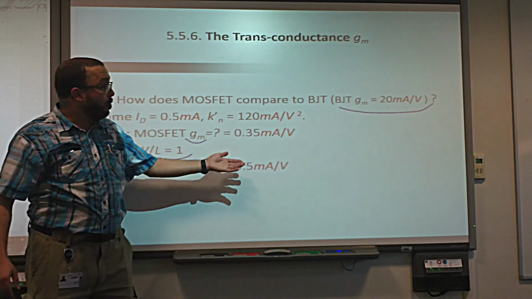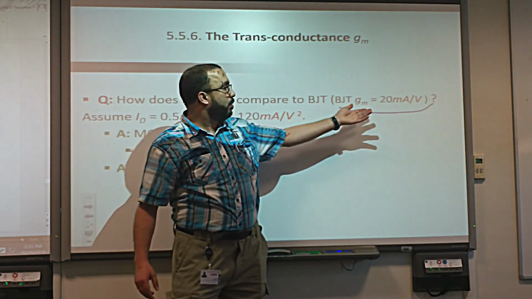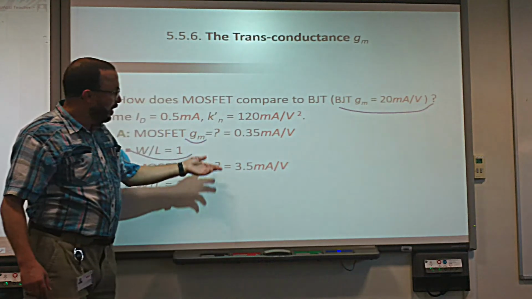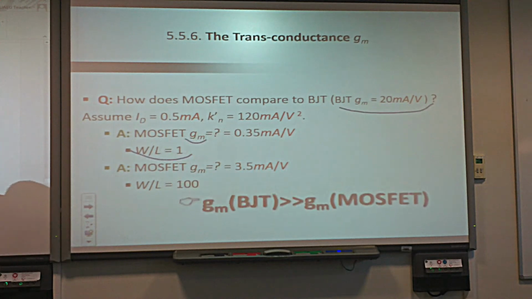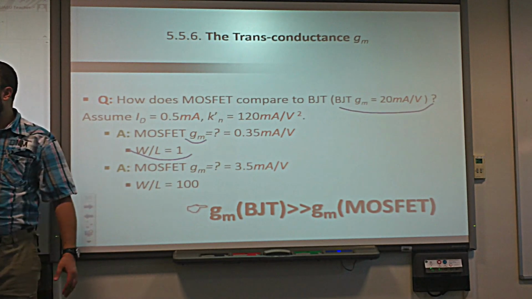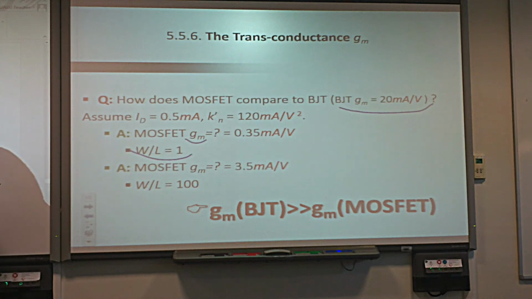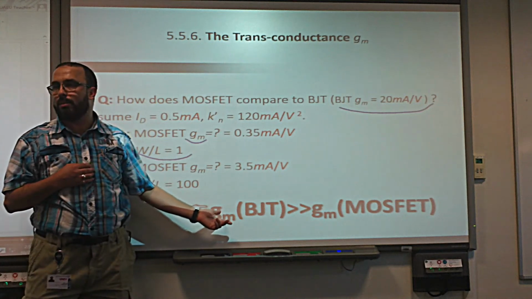So it's 3.5. But yet GM of a BJT is equal to 20. See? That means the transconductance of a BJT is way, way bigger than that of the MOSFET. This is a very important result. Why? That means the BJT is very good at passing high currents because GM is proportional to the current. We'll see that in the next equation. That means the BJT is very good in power electronics.